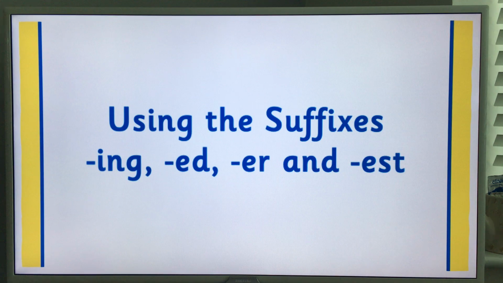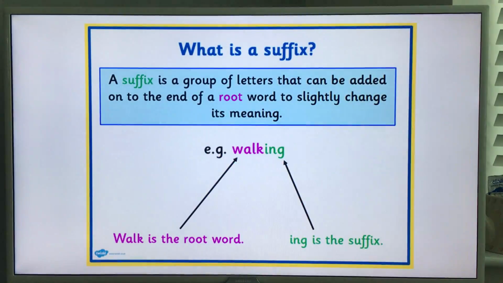Now I'd like you to have a think. Can you remember what a suffix is? I'll give you a clue. The word root word might help you. So a suffix is a group of letters that can be added onto the end of a root word to change its meaning slightly. So for an example, there's the word walk. That is the root word. And I could add the suffix ing onto the end of that root word, and it would become walking. So walk and walking have a slightly different meaning.